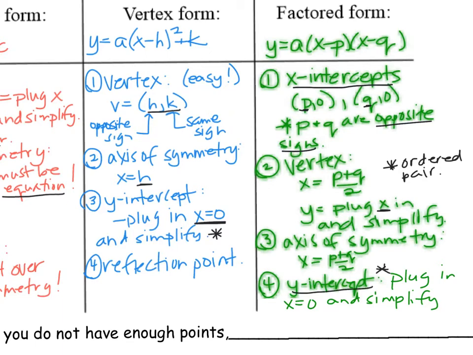If you need an additional point to plot just for guidance on the shape of your graph, you can plug in 0 for x in both parts of the parentheses and then simplify. But this one is optional. If you have enough points with your x-intercepts and your vertex, then that's all you would need to sketch your graph.